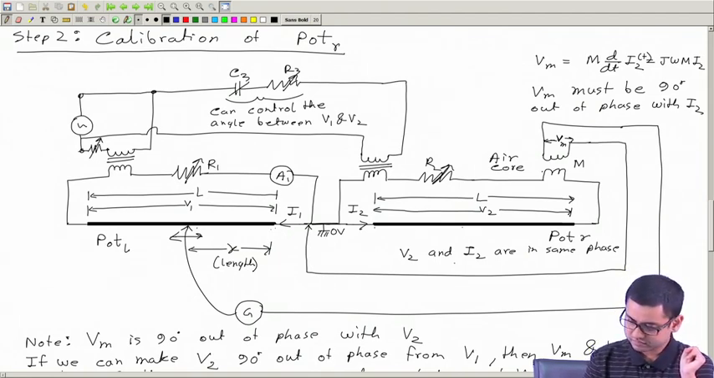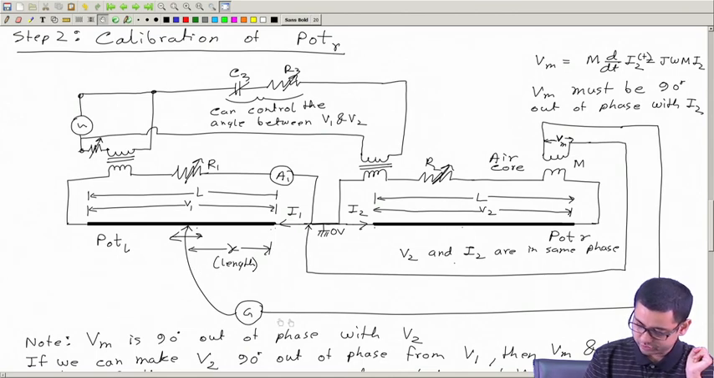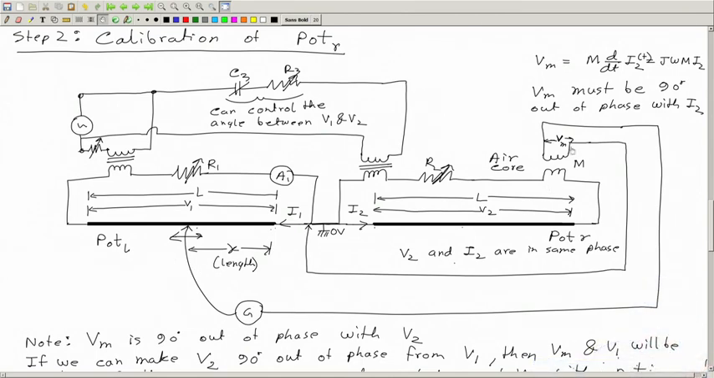Another small thing, you observe that the voltage induced in the secondary is Vm, and at the null condition, when there is no current in the secondary circuit, then there is no voltage drop also in the secondary. Therefore, the voltage that we are getting here is strictly Vm. There is no voltage drop at all in the secondary. This is also a nice and obvious thing. So the voltage that we are measuring is exactly 90 degrees out of phase from this current I2. So this is also important.